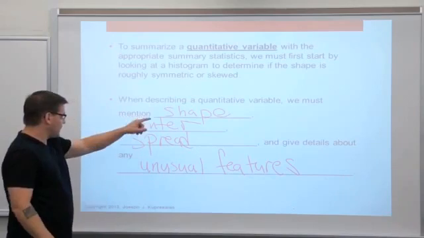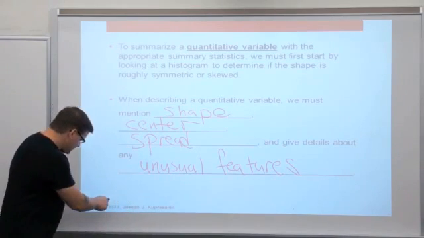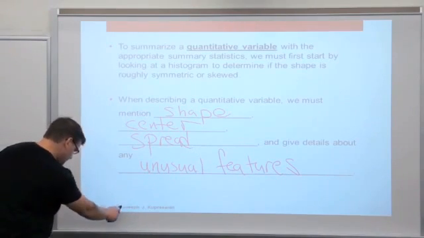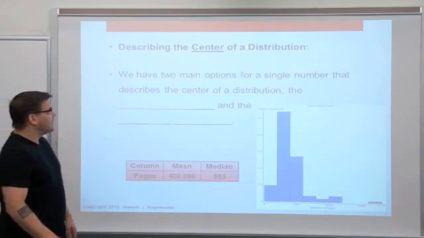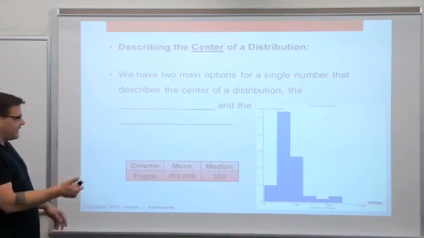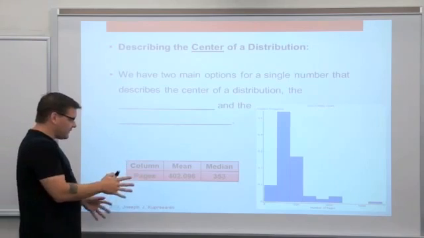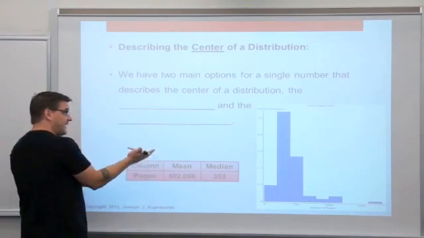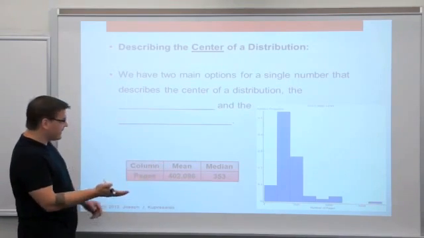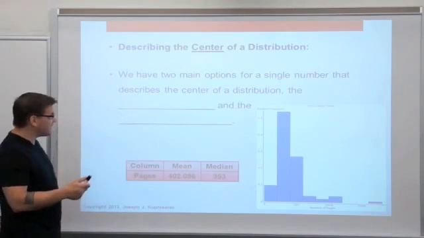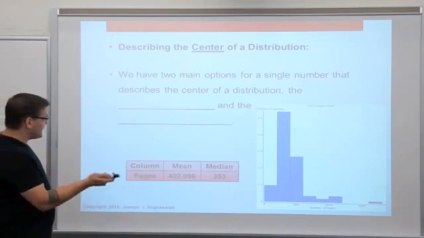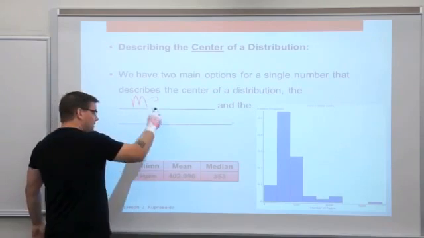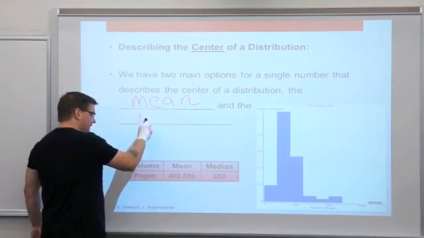Main point of this lesson is we're going to look at the center. Two main options, mean and median. It all depends on the shape of the distribution. At times the mean is the best, and at other times the median will be the best. So we have two main options for a single number that describes the center. One is the mean, the other is the median.